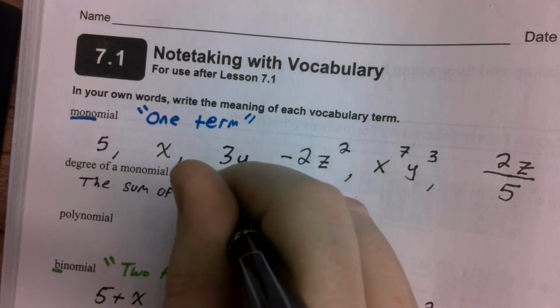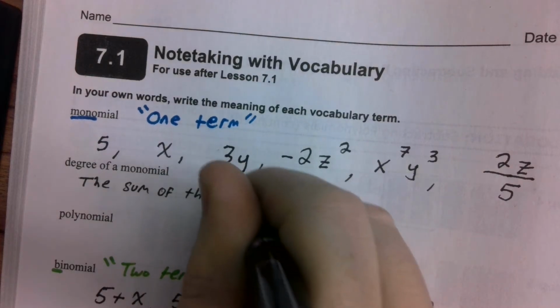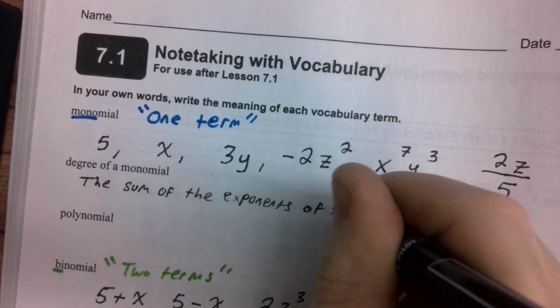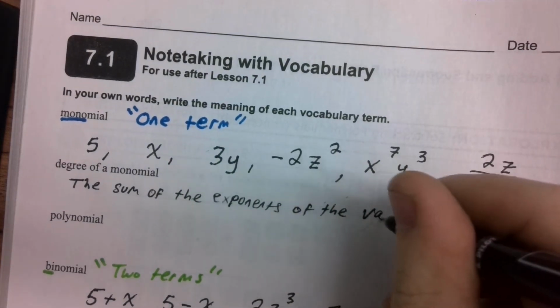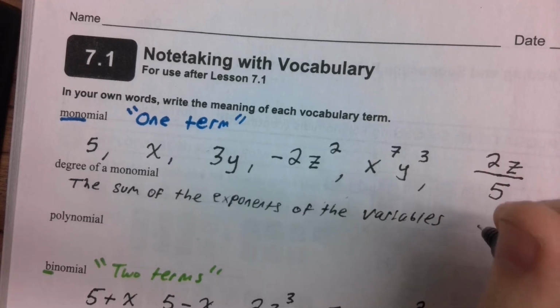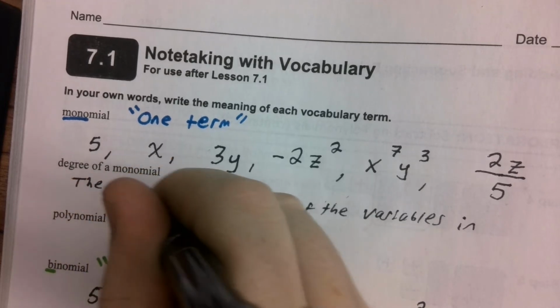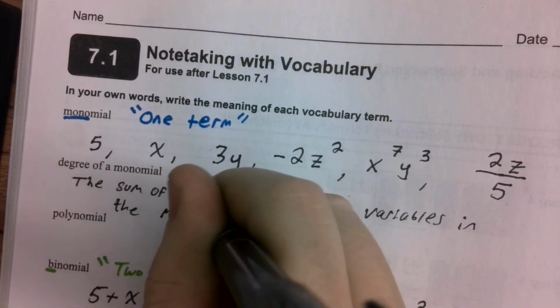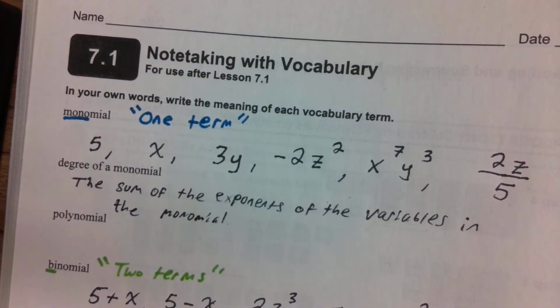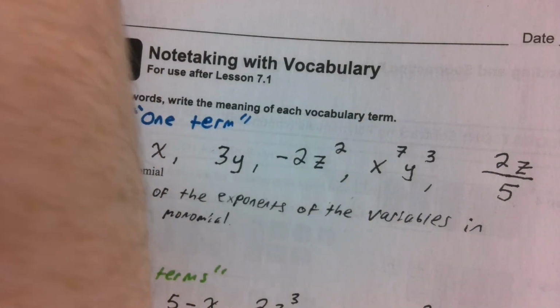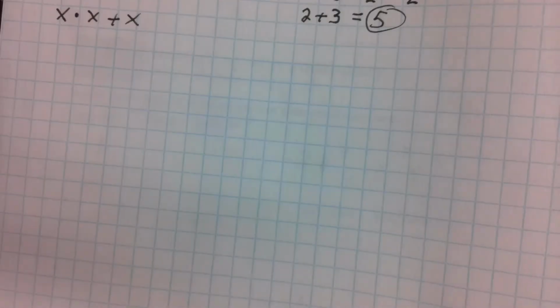of the exponents of the variables in the monomial. The sum of the exponents of the variables in the monomial. It's a little bit of a mathy definition, but maybe when we get some practice in, we'll be able to see why this is relevant. I don't like this definition, however. I like to think of it in a different way.